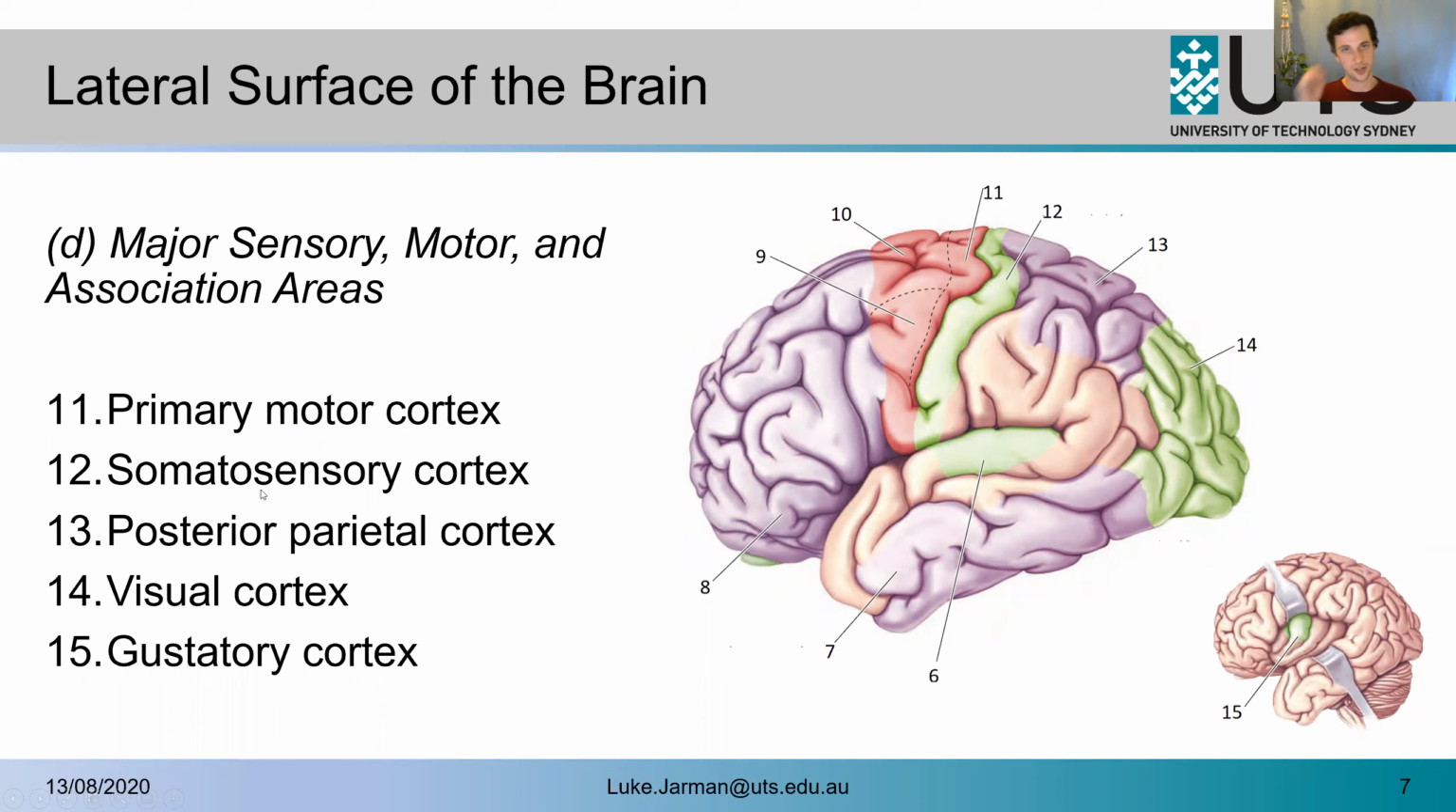13 is your posterior parietal cortex. 14 is your visual cortex. Obviously it's involved in vision. And 15 is your gustatory cortex. So I think we saw a diagram just before, where that exact same diagram was exposing the insula. And so in this case, the insula and the gustatory cortex are referring to sort of the same area, but it's all involved in taste.